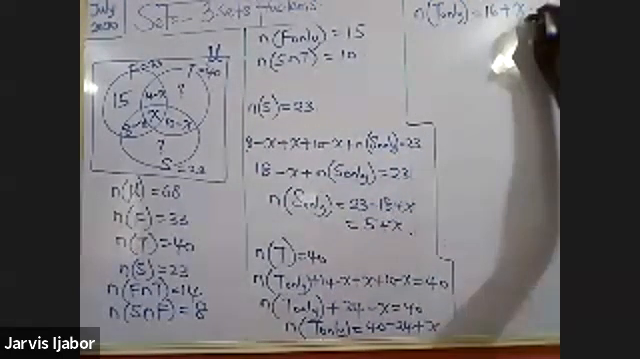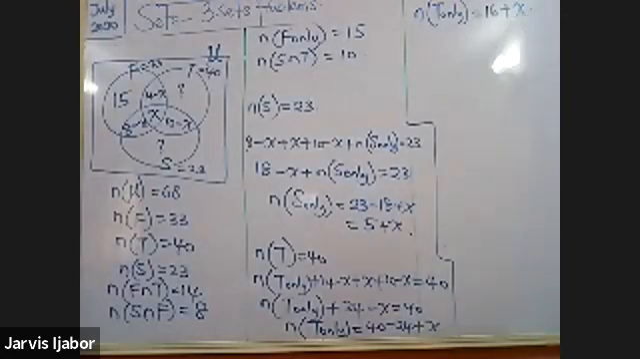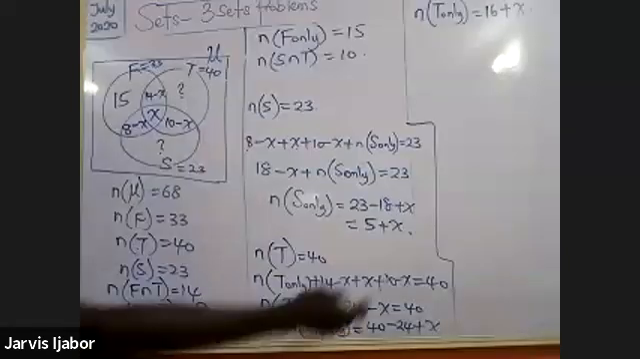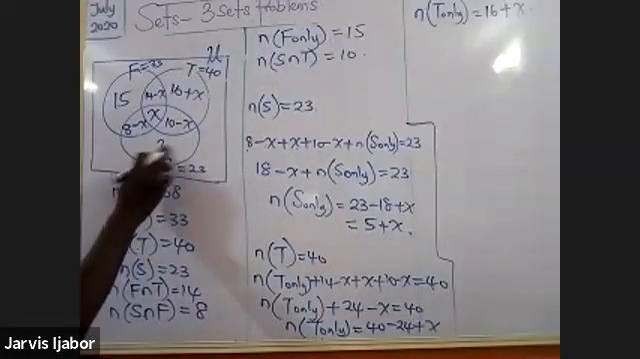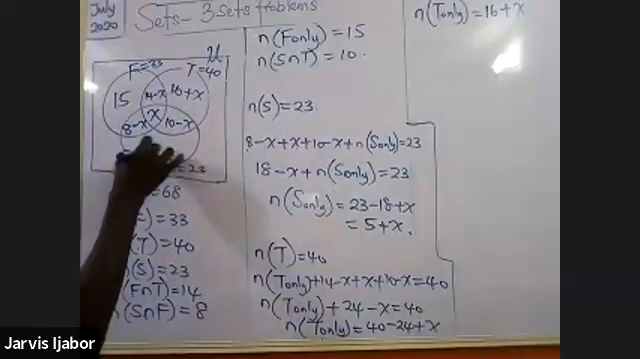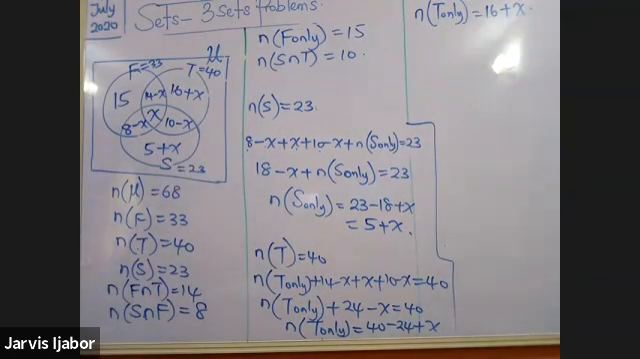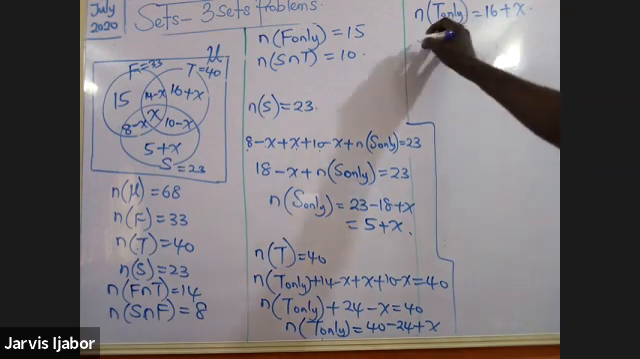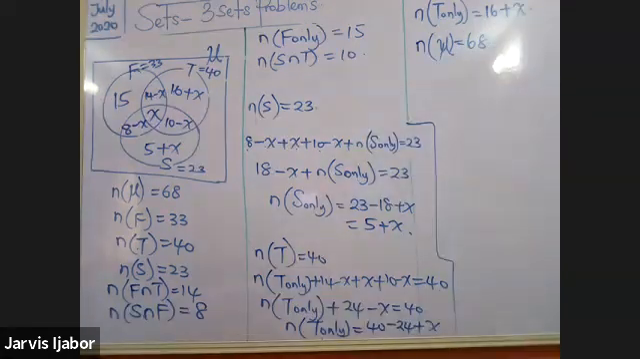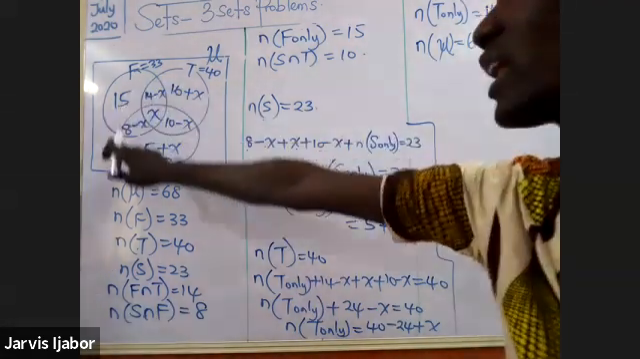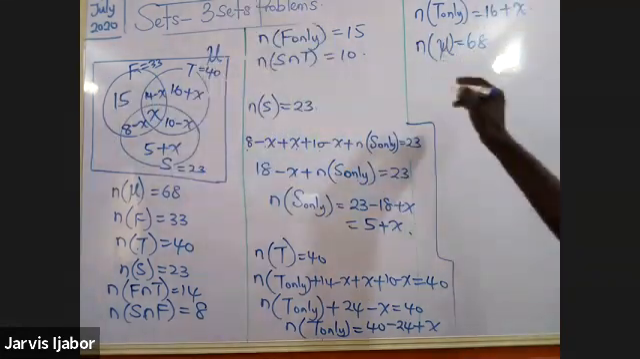Finally, once you get x, you will be able to get the final answer. Now, the last one says all 3. Where you have these values now, you can put in 16 plus x, and where you have swimming only, you can put in 5 plus x. So what is the number of the universal set? The number of the universal set is 68. So how do we solve that? We need to add up all the elements present here and equate it to 68.